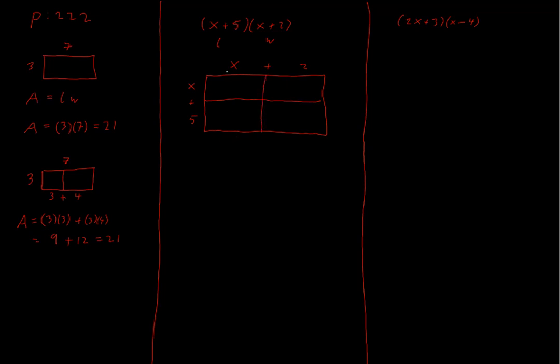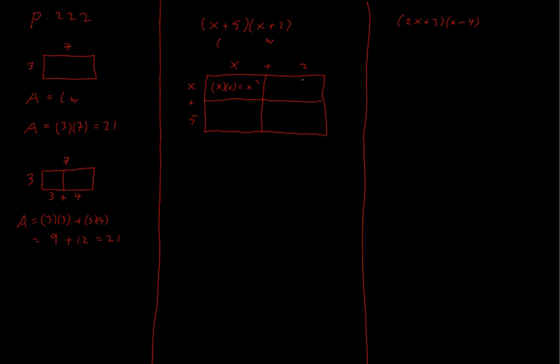And what we can do is say we now have a little box here which has a width of x and a length of x. So its area, x multiplied by x, would be x squared. That's the area of this little part.